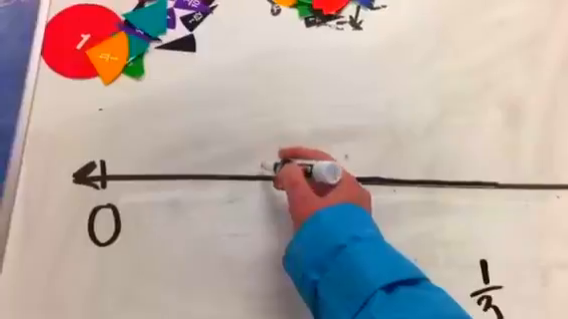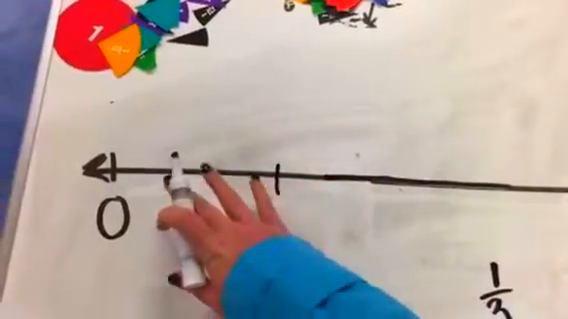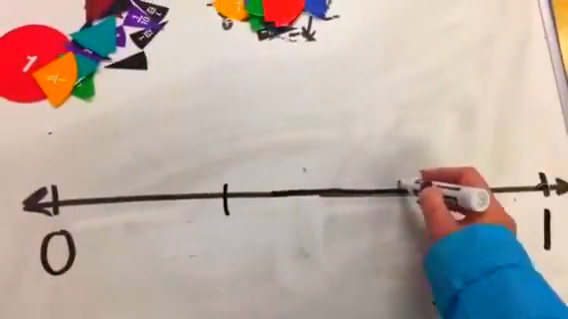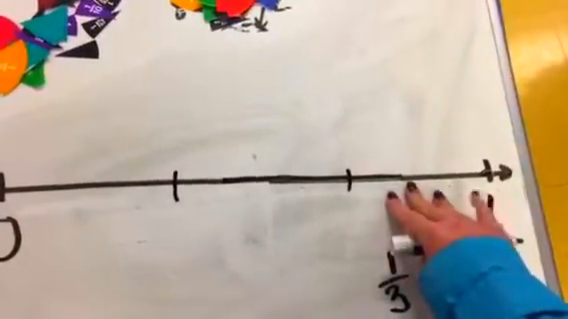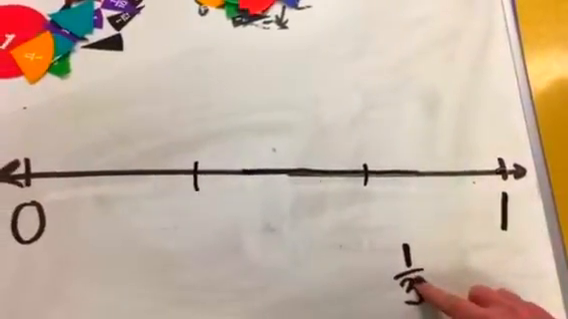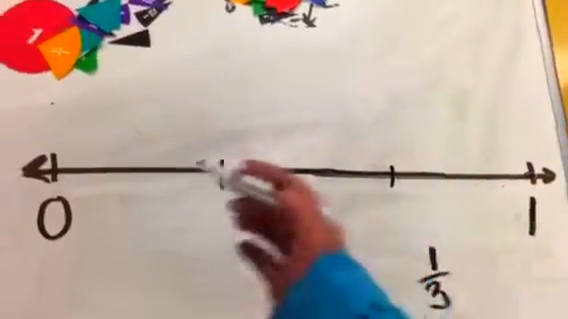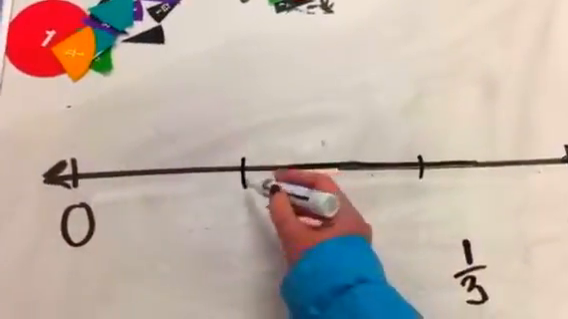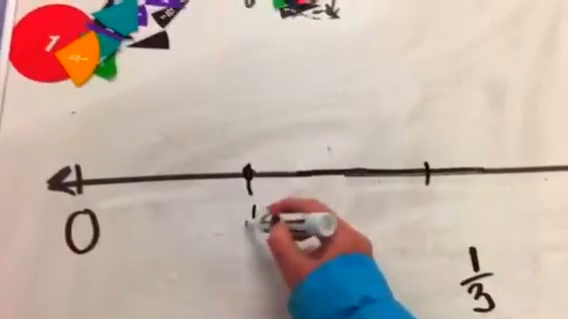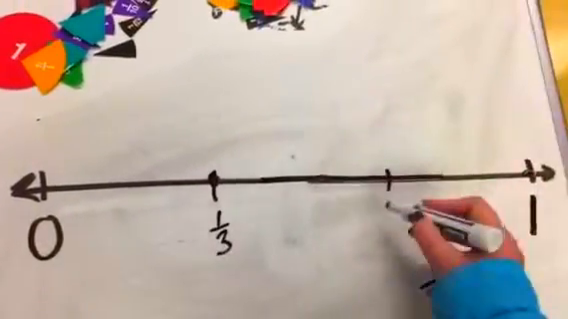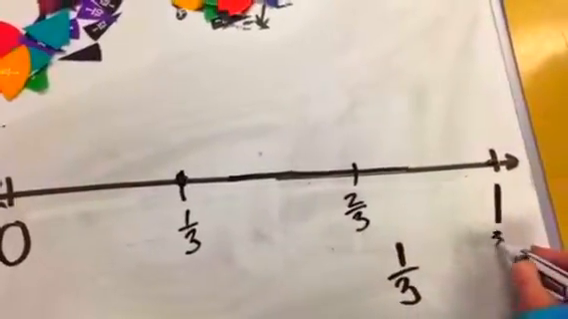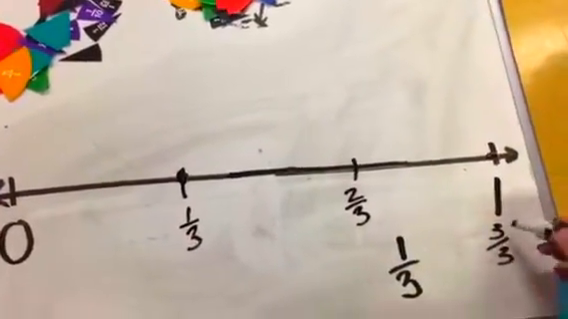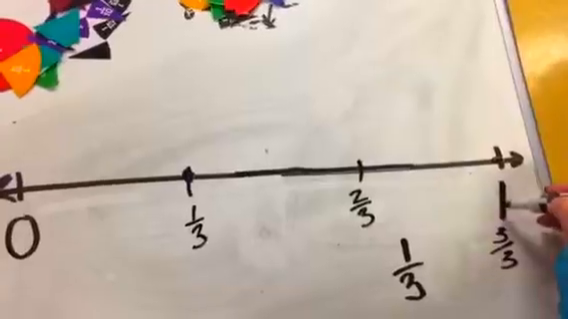Okay? So I'm going to kind of guesstimate where I would go. Let's say that's 1 piece. That's 2 pieces. And that's 3 pieces. So I have 3 pieces in my whole. They want me to label the 1/3. So I go 1. This would be 1/3. If I go another one, this would be 2/3. And if I go another one, this would be 3/3. And that makes sense because 3/3 is 1 whole.